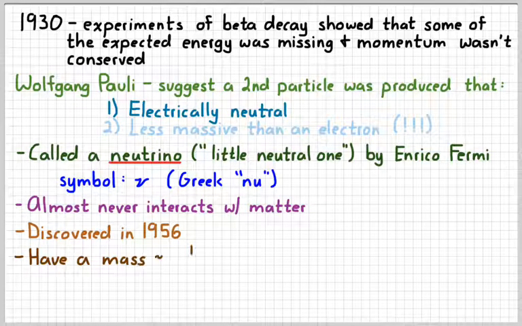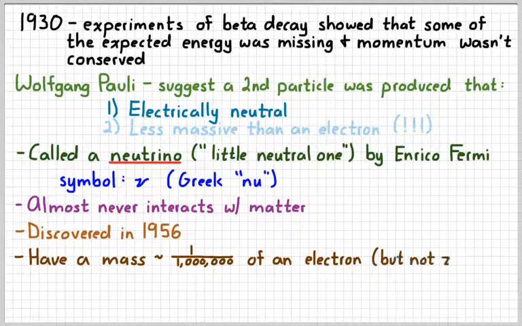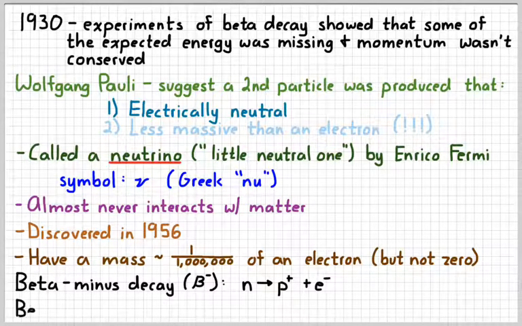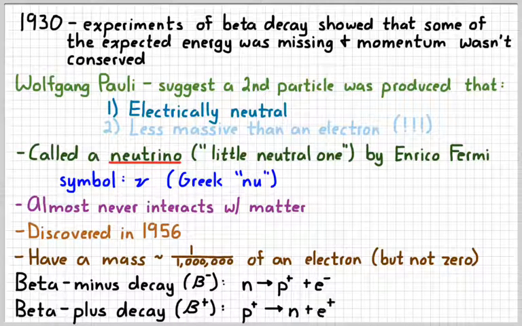Their mass is not zero. They actually have a mass of about 1/millionth of the mass of an electron. But it is kind of important that the mass wasn't actually zero, for reasons we'll see later on. And so, to fix what we said earlier about beta minus decay and beta plus decay, we would have to add a neutrino to each of these. That little tiny particle carries away some of the energy in beta decay.